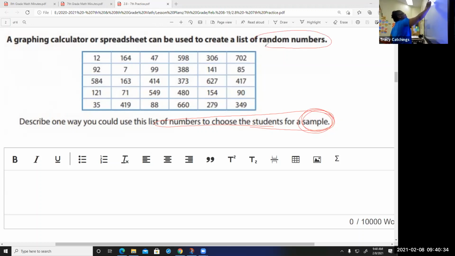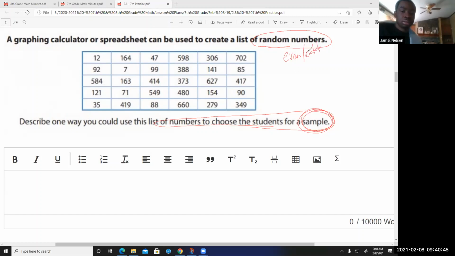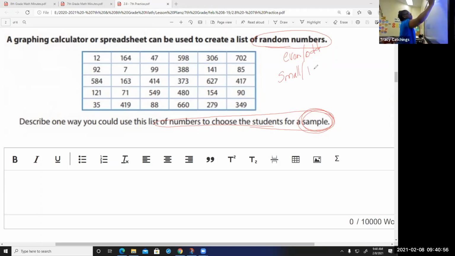All right, look at what they gave us. They gave us random numbers. What do we know about numbers? Even, odd. What else do we know about numbers? The small ones and the bigger ones. Okay, I'll go with that. Greater than. So we can have an even number, an odd number, a small number, a large number. So if we want to choose a sample, what characteristics would you say need to be included in my sample to represent everybody?